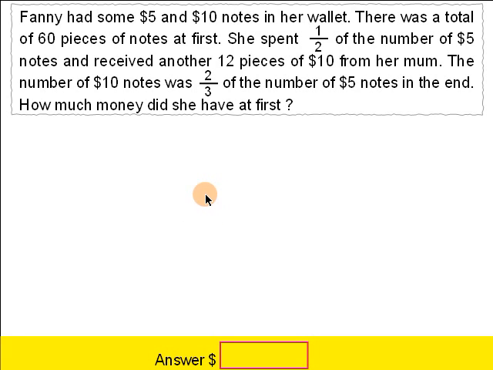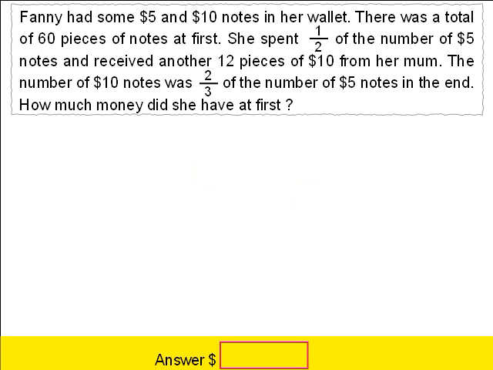Well, the question says that Fanny had some $5 and $10 notes in her wallet. There was a total of 60 pieces of notes at first, alright? And she spent one half of the number of $5 notes and received another 12 pieces of $10 notes from her mom. Then, the number of $10 notes was 2/3 of the number of $5 notes in the end. And we're supposed to find how much money she had at first.